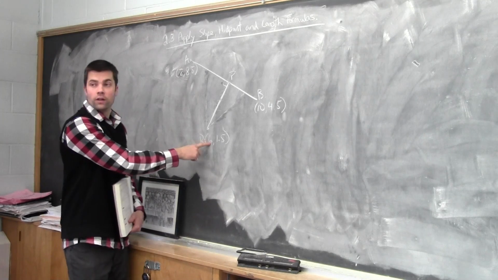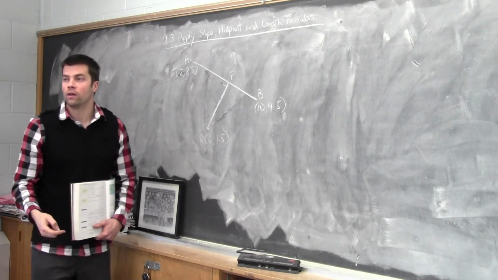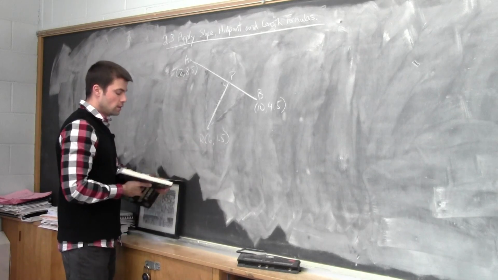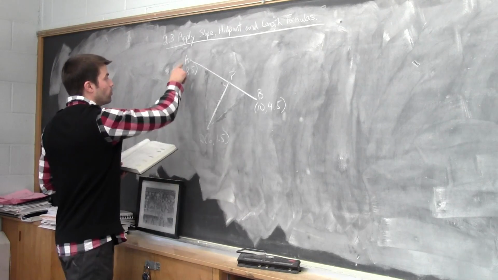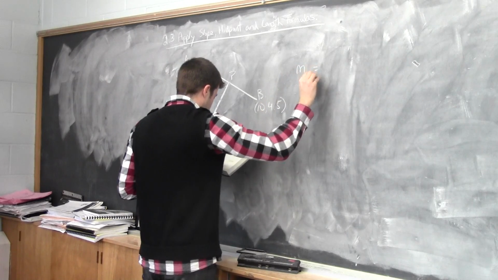Yeah, we just need a point, right? Because if we have a point and a slope, then we can find the y-intercept, and we just do that by plugging in. So let's go ahead and do that. We're going to find the slope, first of all, of AB. So slope AB.